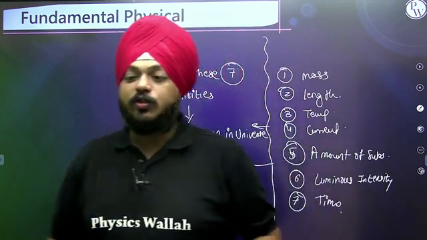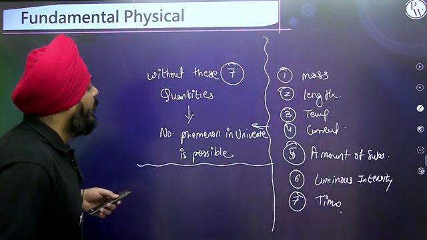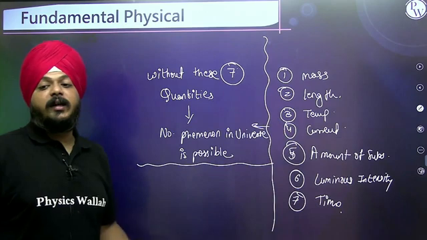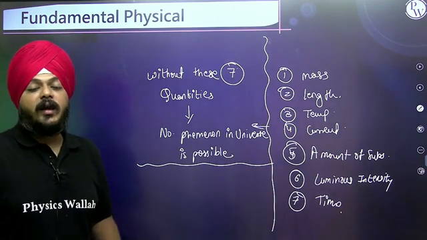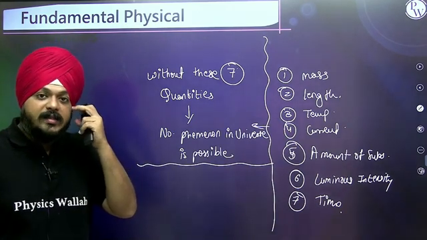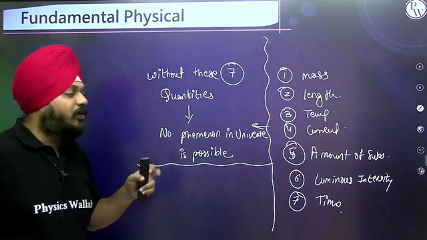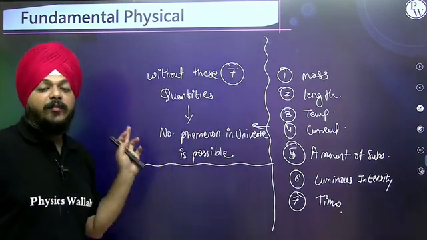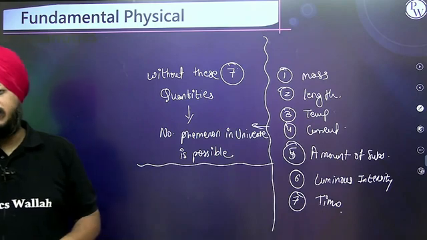So this is the reason why they are known as the fundamental physical quantities. Why are they known as fundamental physical quantities? Because in this universe, without them no phenomena is possible.